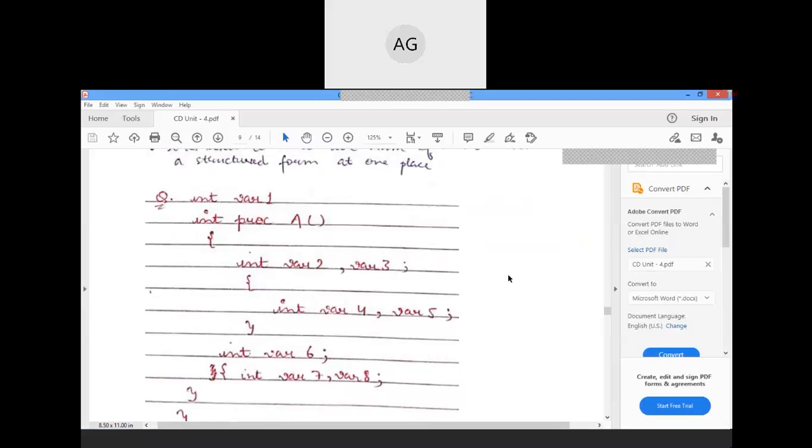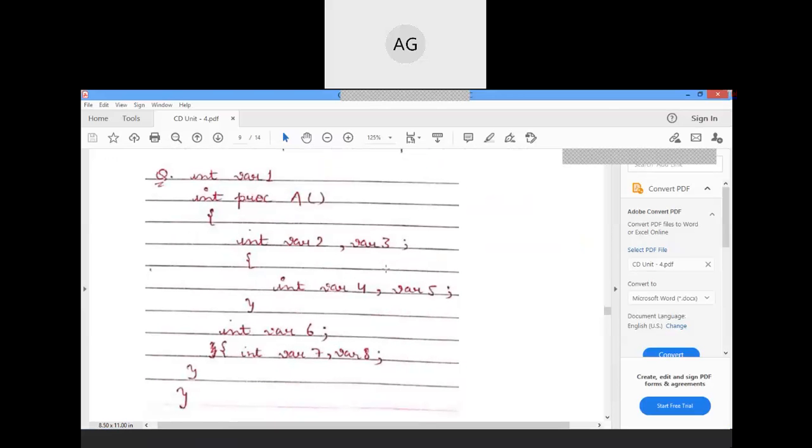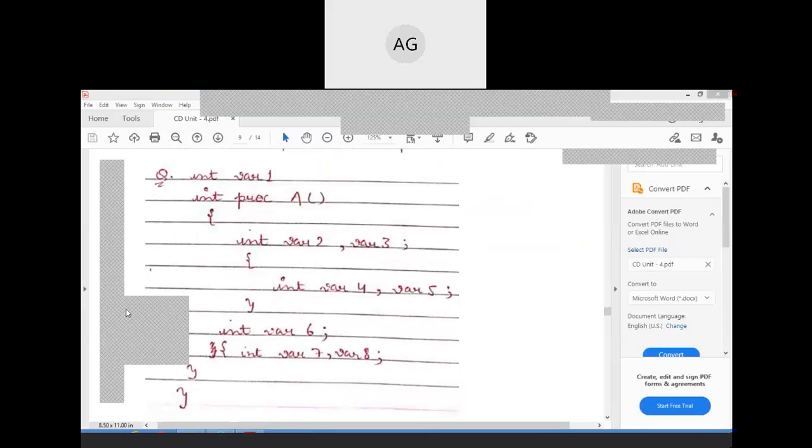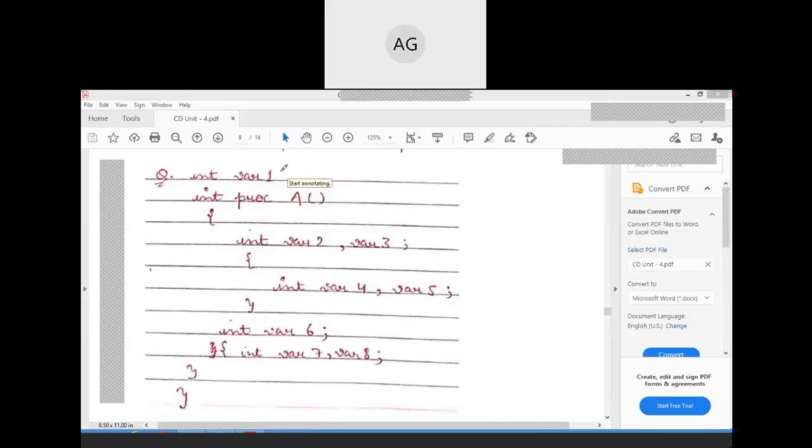Then how the symbol table performs, just take an example. Here in the example you are given int variable 1, then int procedure A. In this procedure you are given some variables like variable 2, variable 3. As you can see here, variables 2, 3, and also variables 4 and 5 are the local variables in procedure A.